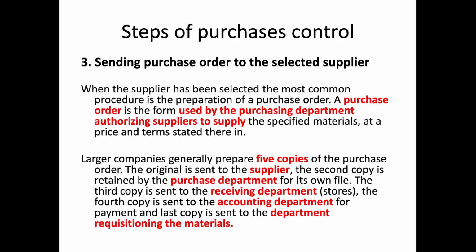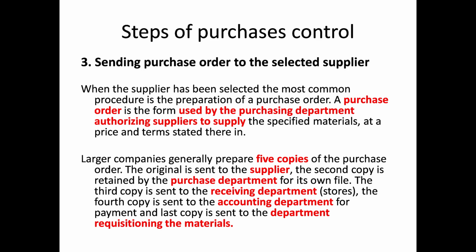Step 3. Sending purchase order to the selected supplier. Now in the previous step, we have selected a supplier. Then the purchasing department has to send a purchase order to the selected supplier. What do you mean by a purchase order? It is the form used by the purchasing department authorizing suppliers to supply the specified materials at a price and terms stated therein.